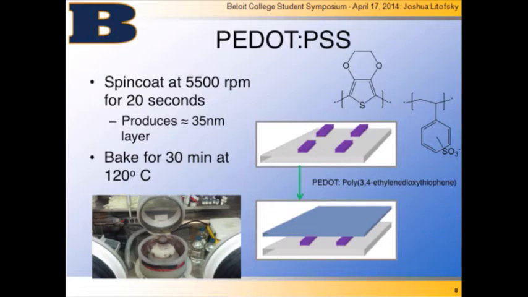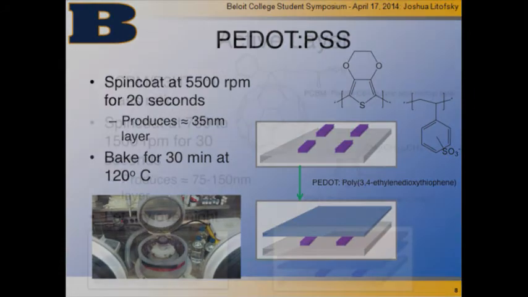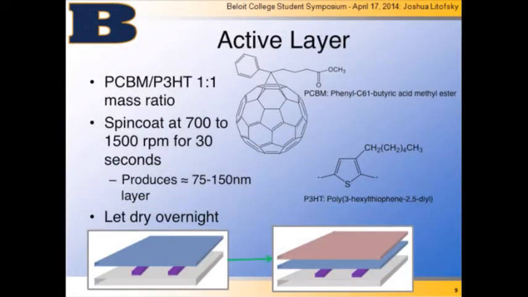And then I bake this for 30 minutes at 120 degrees C to get out all the water and just have a layer of PEDOT. Next, I move towards the active layer, or the charge generation layer. This is a PCBM and P3HT mix at a 1-to-1 mass ratio.